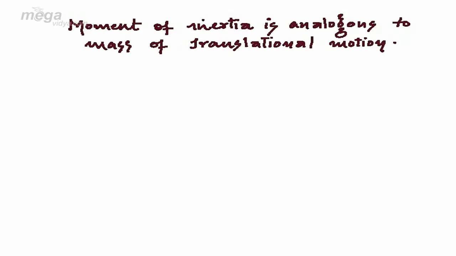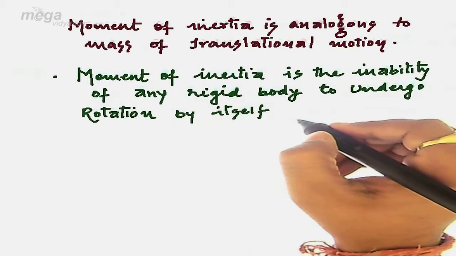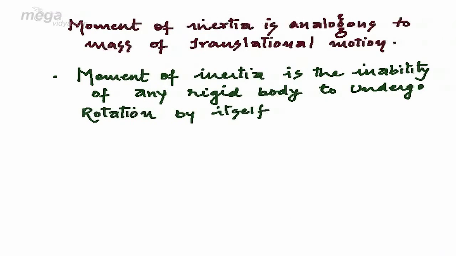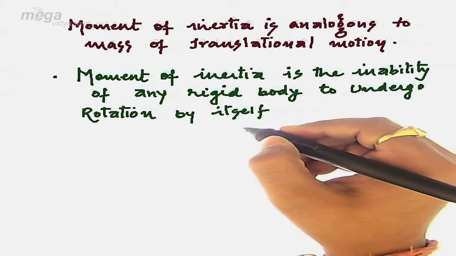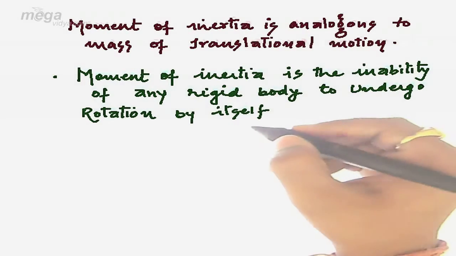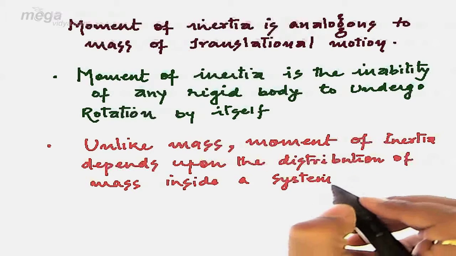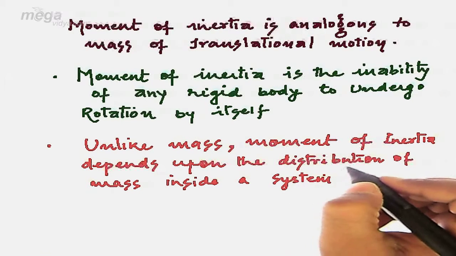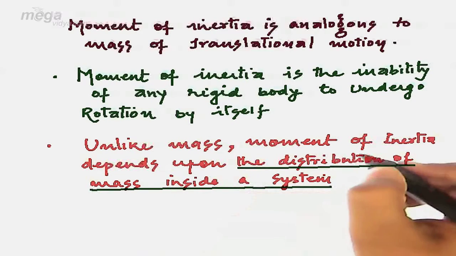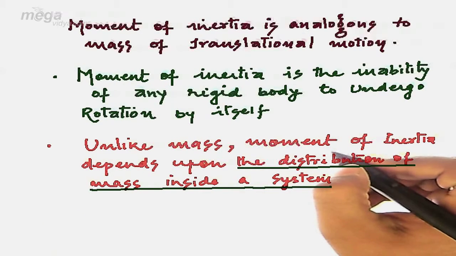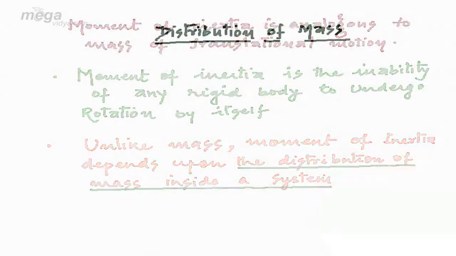Defining it formally, we can say moment of inertia is the inability of any rigid body to undergo rotation by itself. As I have already stated, moment of inertia is analogous to the mass of translational motion. But unlike mass, the moment of inertia depends upon the distribution of mass inside any system. So firstly, we have to understand how the mass is distributed inside any system.